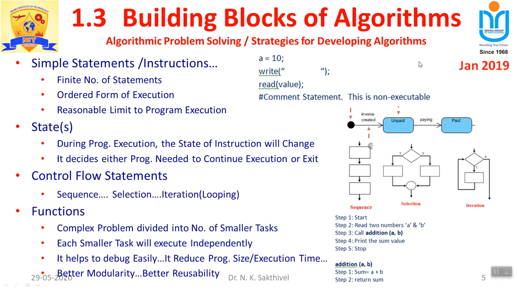If the condition becomes true, this block will be executed. Then again the condition will be tested. If the condition becomes true, again it will be executed. That means the iteration or looping control flow statements will execute a set of instructions or a particular block till the condition is satisfied. Once the condition becomes false, it will exit from the block and continue further. So that is the control flow statements. As this is very important for algorithm designing or the strategies for developing algorithms, we will discuss with a suitable example later on in this video. Next one is the function.